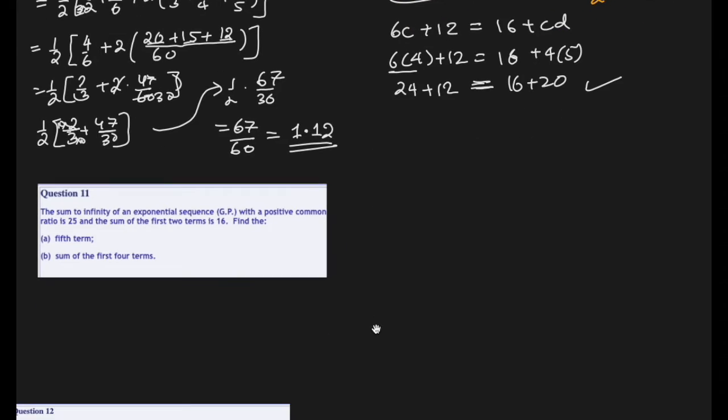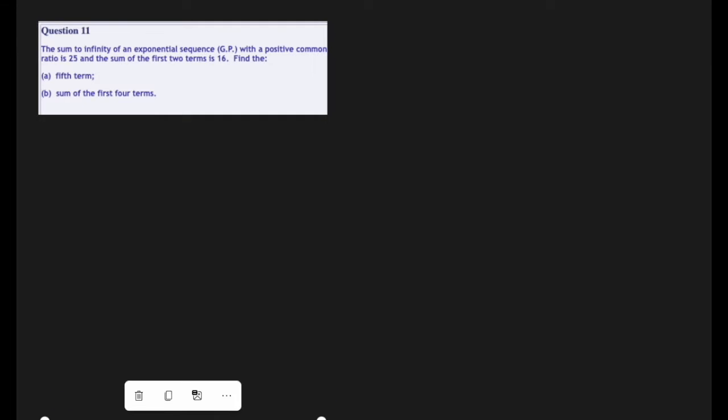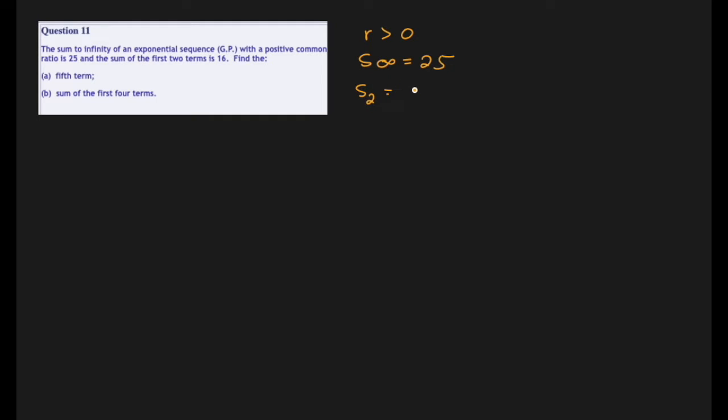Okay, question number 11. Question number 11 says the sum to infinity of an exponential sequence, a GP, geometric progression basically, with a positive common ratio r is 25. Sum to infinity is 25. The sum of the first two terms is 16. So S2, which will be a plus ar, the first term plus the second term, is 16. Find the fifth term. They are asking us what is the fifth term.